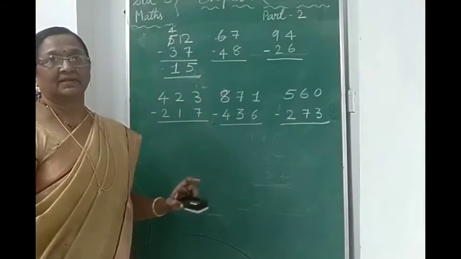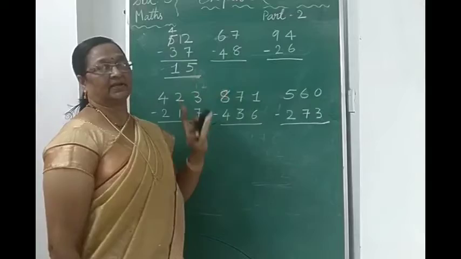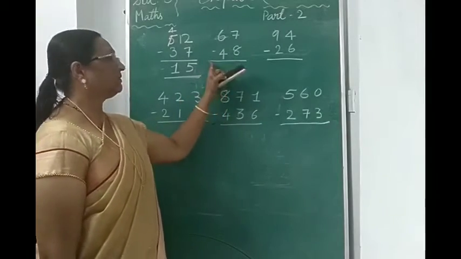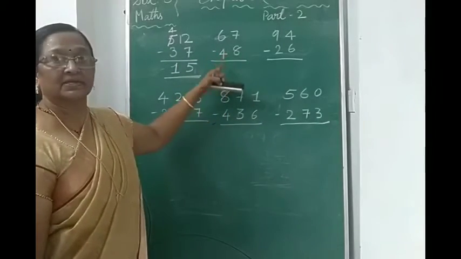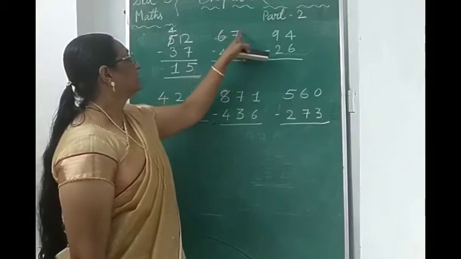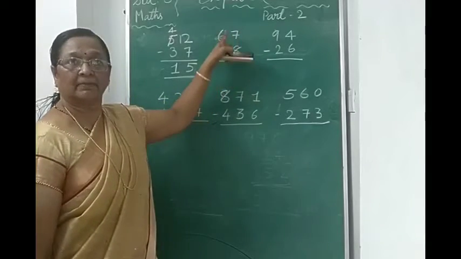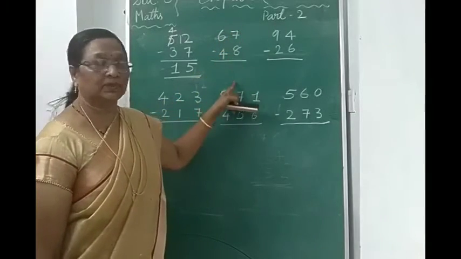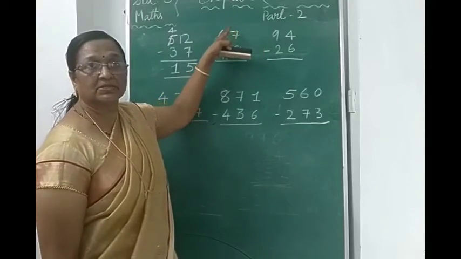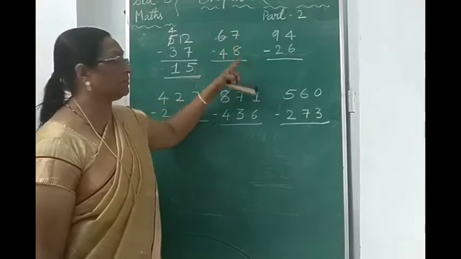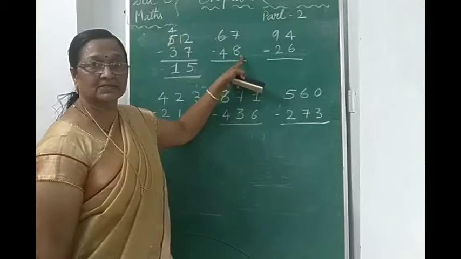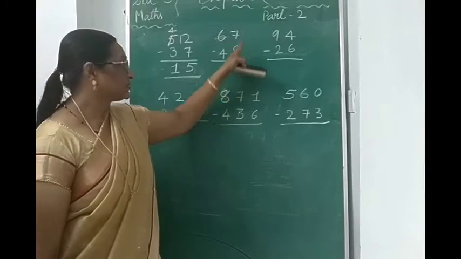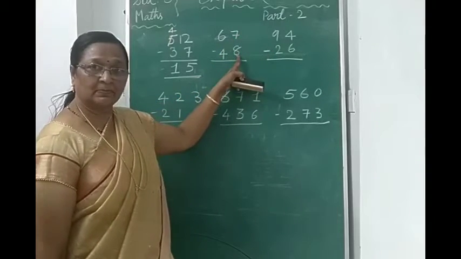Just see here. Another question, 67, 48. The same way we are going to see the subtraction. Now see, which is the smaller, you compare also whether it is smaller or bigger. So the bigger, we cannot subtract from a smaller number. 7 is small and 8 is big, isn't it?